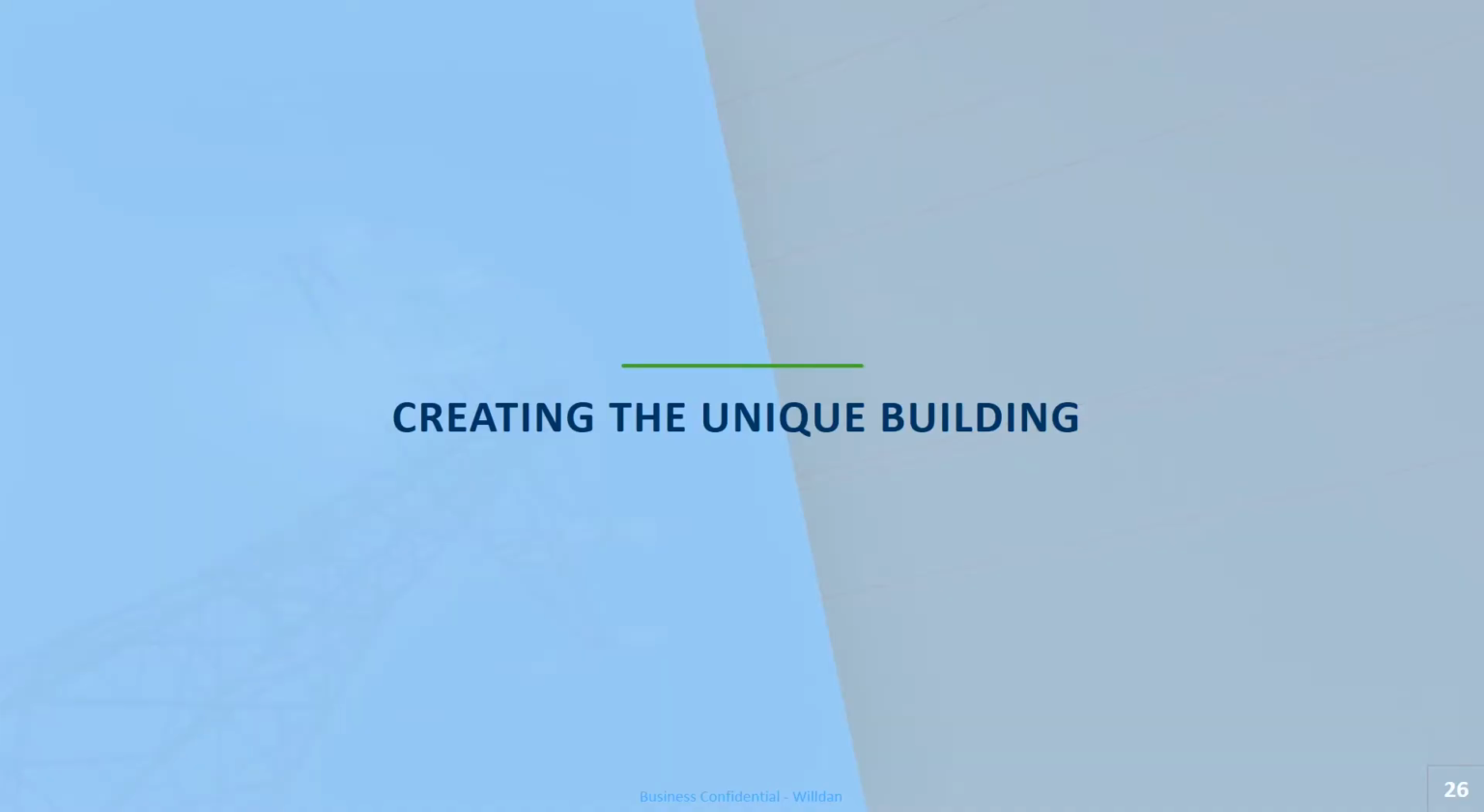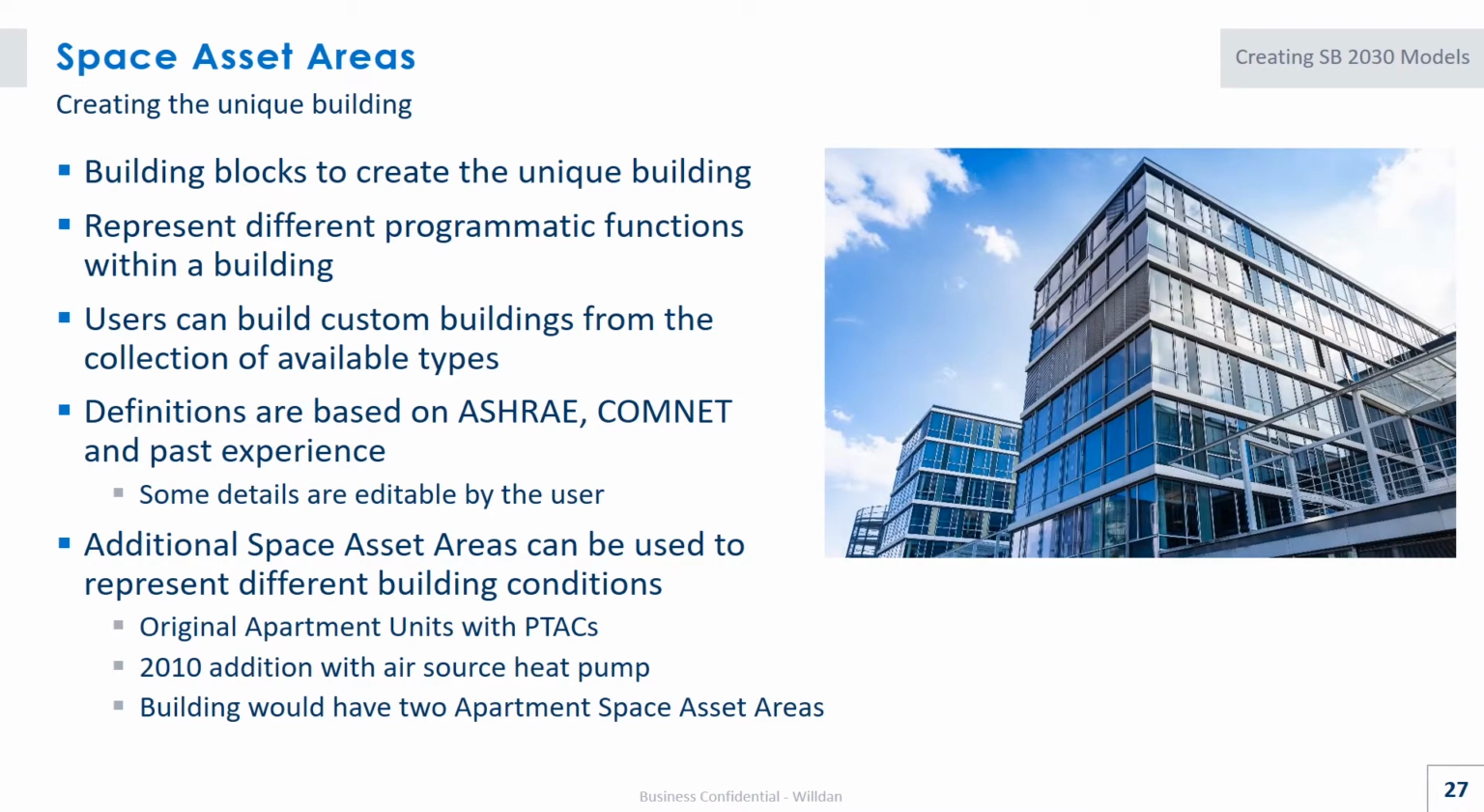So if you have a unique building, you can mix what we call space asset areas. Space asset areas are the building blocks to create these unique buildings. They represent different programmatic functions within a building, and you can combine them. My software folks tell me any number. I haven't gotten past 20. You can do 20 or 30. In general, if you're going past like 3 or 5, unless you have a very programmatically diverse building, you're doing too many, and we'll talk about how you choose kind of what categorization here in a moment.